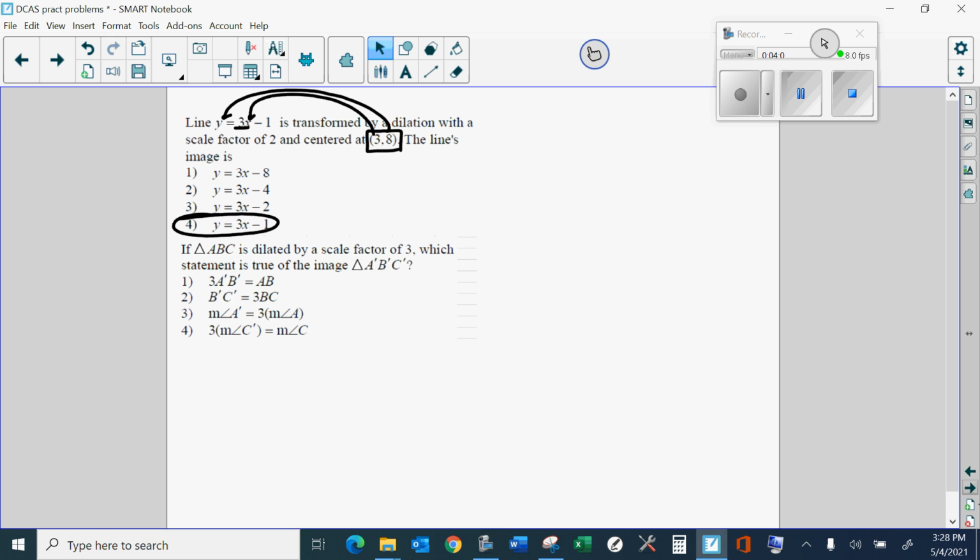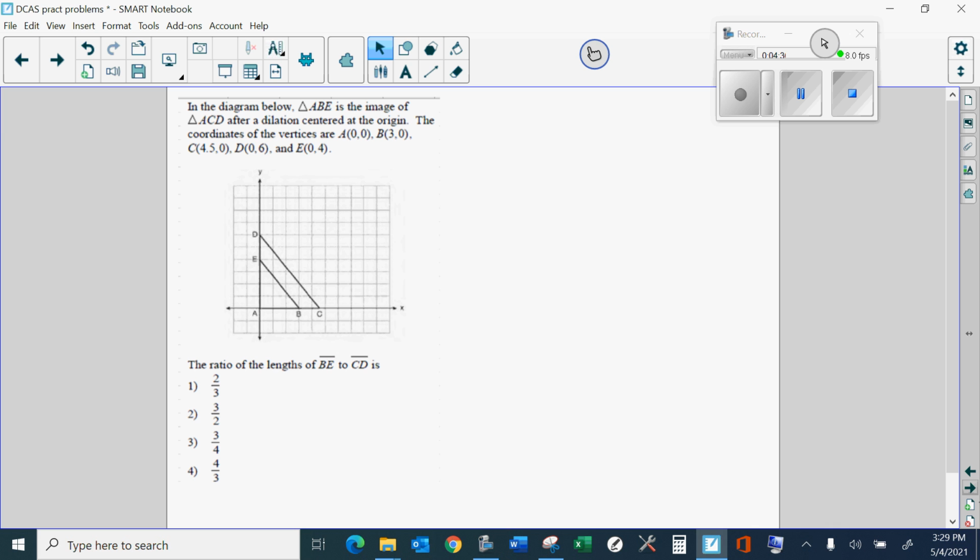All right. Triangle ABC is dilated by a scale factor of 3. Which statement is true of the image? The image, any corresponding image length is 3 times the pre-image. So that right there is 3 times the pre-image. The angle measures are exactly the same, not 3 times. And that one's saying the angle measure is 3 times. And that one's saying 3 times the image is the pre-image. That'd be 9 times. So no. Number 2 is the answer. Remember, it's image or pre-image.